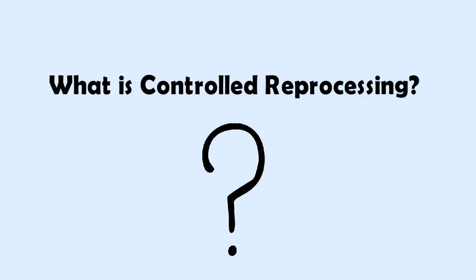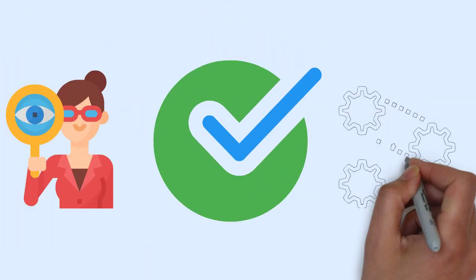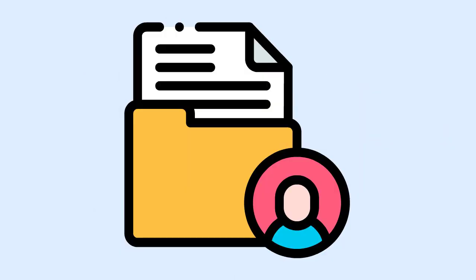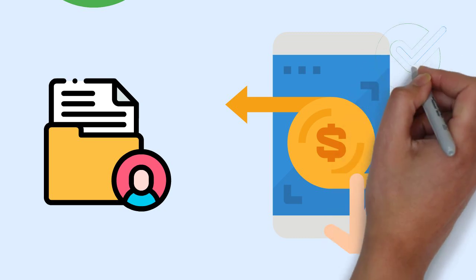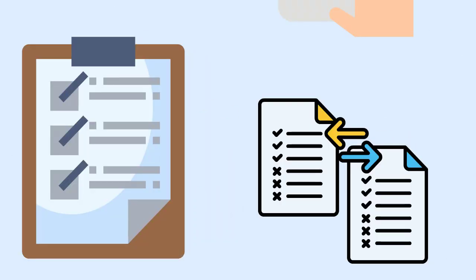What is control reprocessing? The auditor receives a verified copy of the processing program that the auditee is using and then runs the information or transactions through the verified program. The results of this test are compared to the actual results.